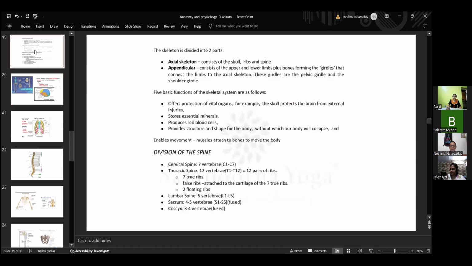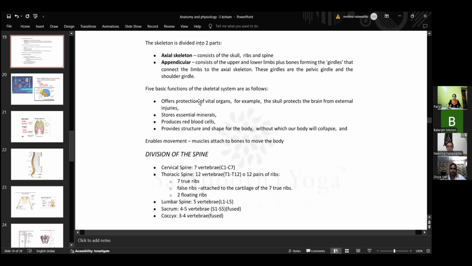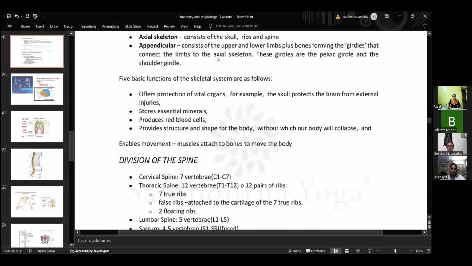First of all, we will go through all the names of the bones. Right here, you can see the axial skeleton consists of skull, ribs, and spine or vertebral column. Just expand it, madam. Make it 100%. Still more. Okay.